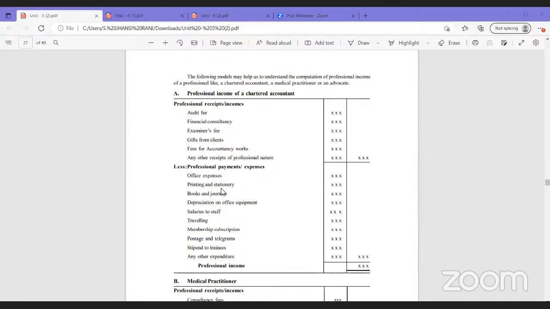And if you look at professional payments, what will be the payments for the chartered accountant? Office expenses, because he is a practicing chartered accountant and will have his own office, so to maintain it he needs certain expenses. Printing and stationery, because you have to print all the documents and check them. And he cannot do that alone, so he has to hire people under him, salary to staff, because alone he cannot audit the total books of a company for one particular year.